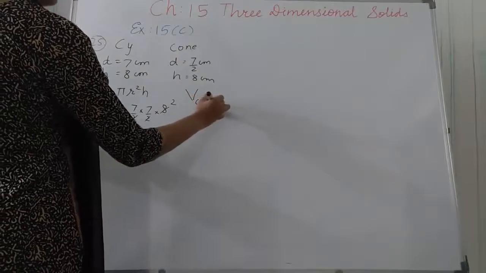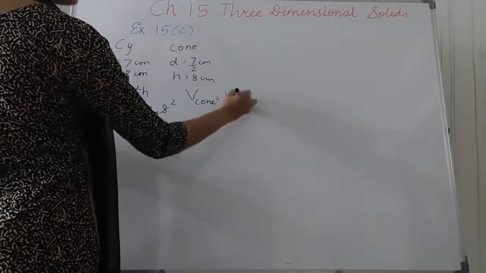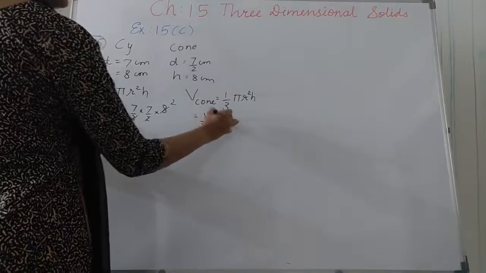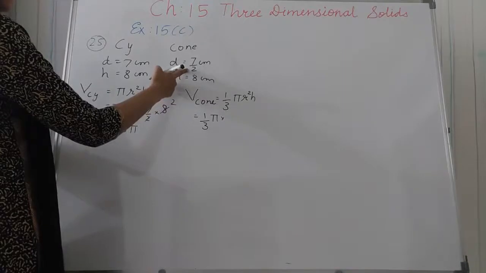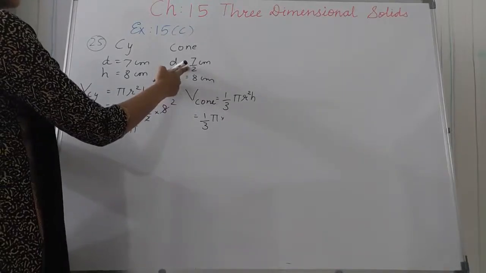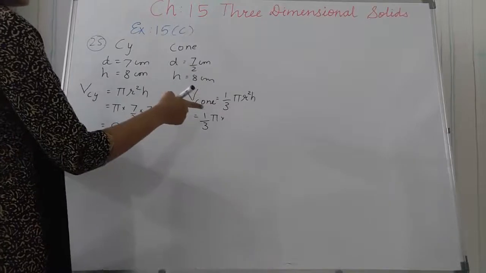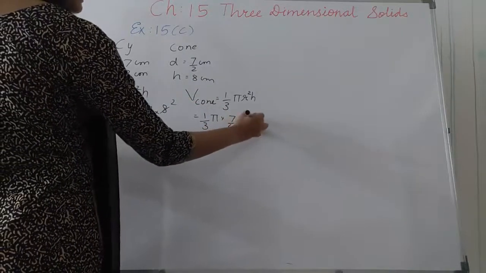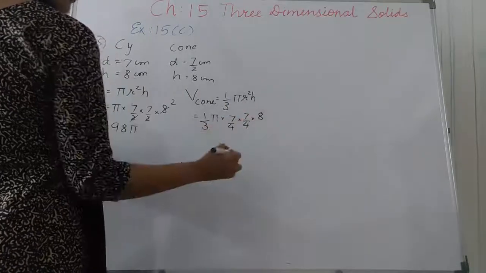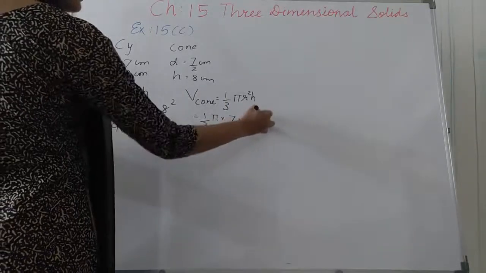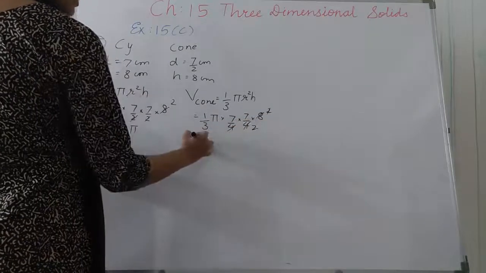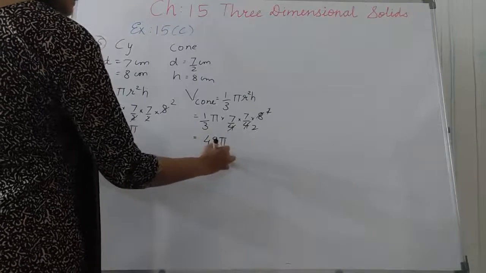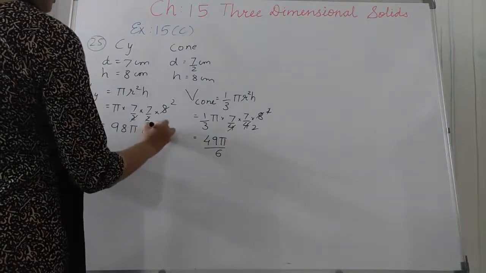Then volume of cone I find here, that is 1 by 3 pi r square h. So here 1 by 3 pi, do not put the value. Radius they did not give, they gave the diameter, so radius is half of the diameter. It means 7 by 4, and height is 8. Now 4 2s are 8, 2 2s are. So I can write here 49 pi by 3 2s are 6. These are in centimeter cubes.